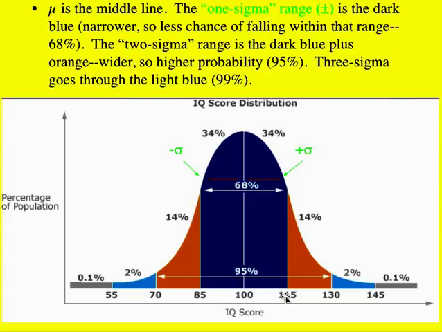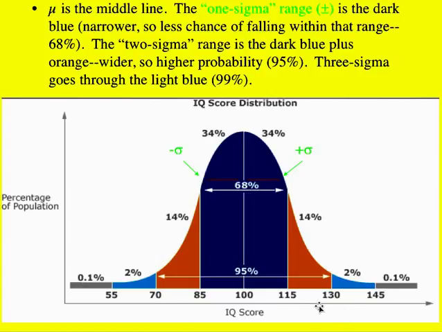Okay? 2 sigma captures more. It's double this. So this length right here is 1 sigma going both ways. So you double that going both ways, you get 95% of your population. So 95% of your population falls between 70 and 130.